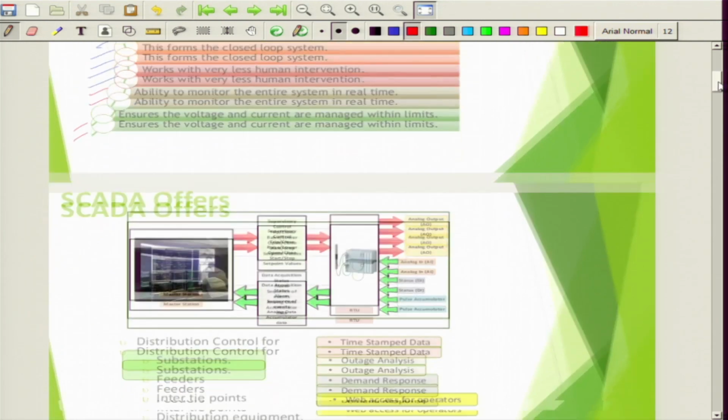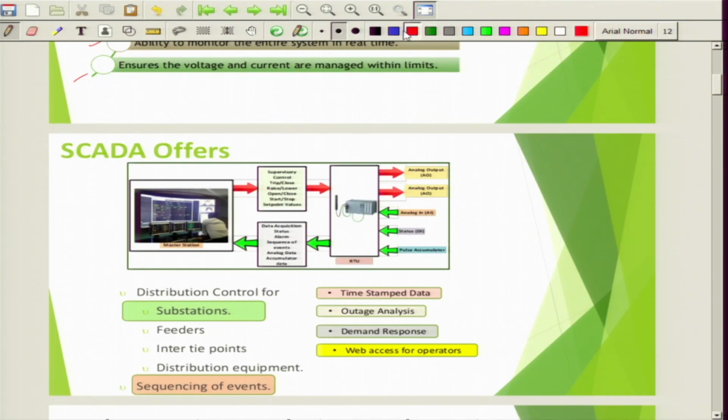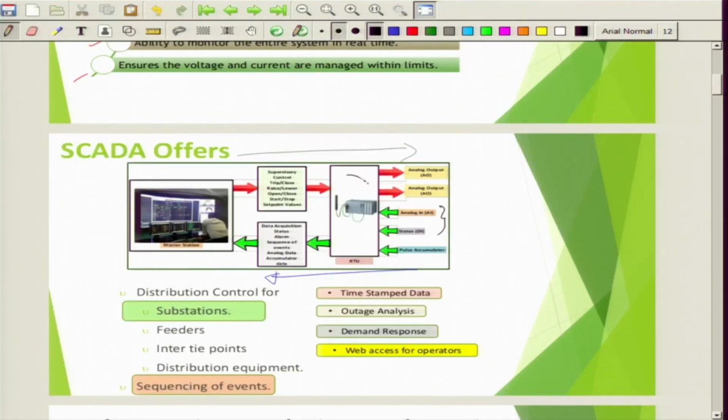So what does SCADA offer? As I discussed, you can see here the data flows in this direction and the control flows in this direction. You will be receiving the analog input data, the real-time current measurements and voltage measurements using CTs and PTs, the potential transformers. Then with the RTUs this data is connected and further processed using the IEC 61850 protocol that we have discussed. So there is data acquisition: status, alarm, sequence of events, analog data, accumulated data. You receive the data and store it.